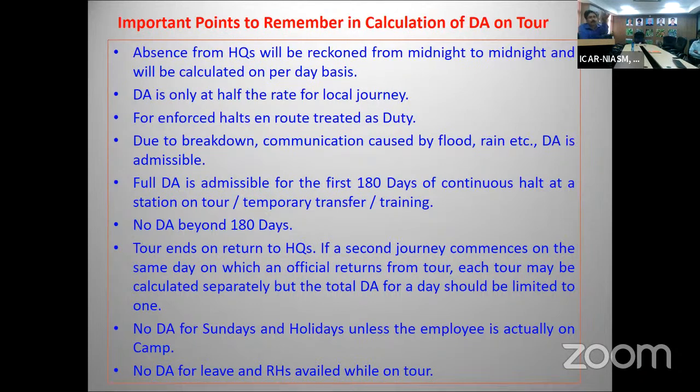I will make it more clear. I am coming from Nagpur on the reverse, and I have reached here at Baramati at 10 a.m. on 13th. So can you tell for 13th, what will be the DA?